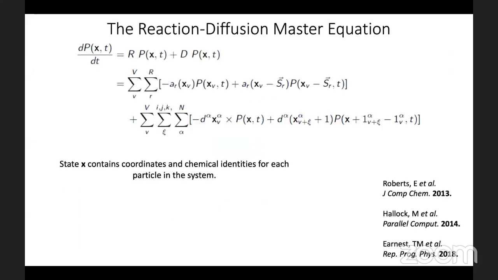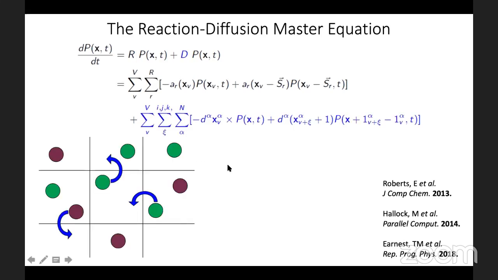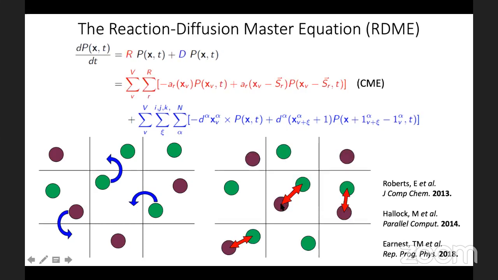We simulate reaction networks in our group using something called the reaction diffusion master equation. The reaction diffusion master equation describes the time evolution of the probability to be in a state X, where the state X contains all coordinates and chemical identities for each particle in the system. It is a lattice-based model where you can diffuse from one sublattice to a neighboring sublattice. In any time step, you can diffuse just to a neighboring lattice site, or you can react within one sublattice. The reaction term is known as the chemical master equation, which you solve using a well-stirred assumption.